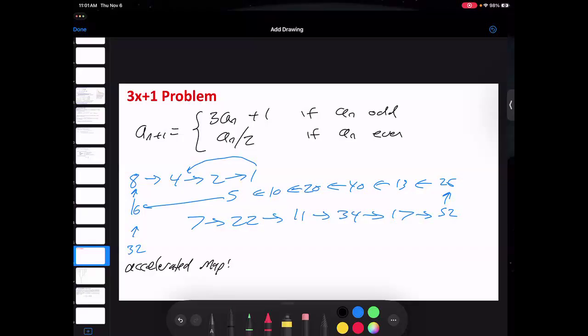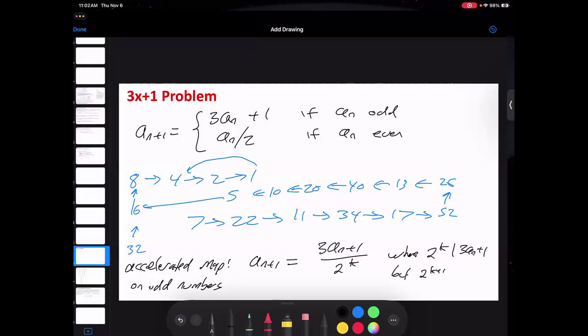So it's on odd numbers. a_{n+1} is (3a_n + 1) over 2^k, where 2^k divides 3a_n + 1 but 2^(k+1) does not divide 3a_n + 1. So what it's basically saying is just remove all the powers of 2 you can in one step. So 32 would immediately go down to 1.